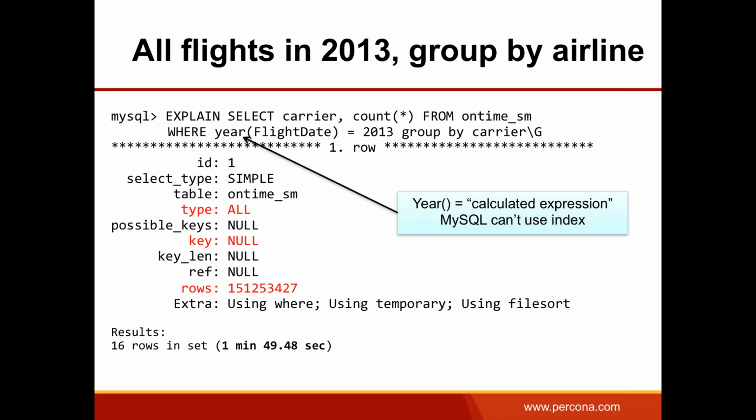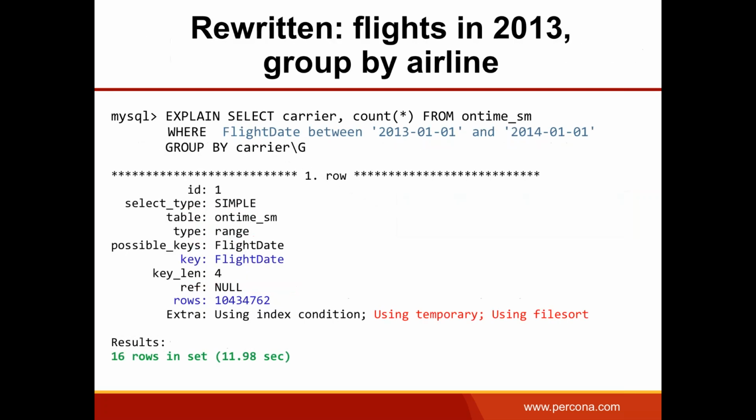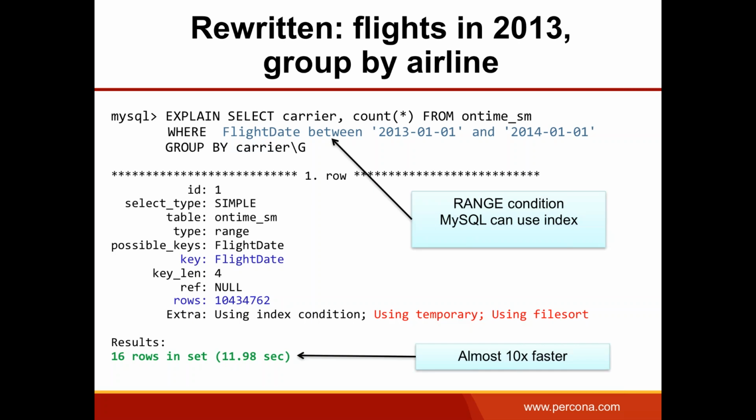Now, how do we fix that? Well, for year, it's straightforward. We can convert this expression to a range expression. So instead of extracting a year from the flight date, we can use a between. In this case, we are looking for the range of the 1 year, and we can use a between clause in MySQL. As you can see, that is much faster. And a range condition will allow MySQL to use an index on the flight date.